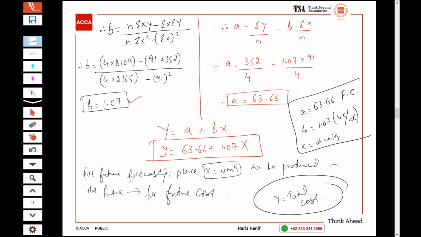Now the basic thing is that the Hilo method considers only the highest and the very lowest activity level, but this linear regression analysis analyzes all the data which is available here, not skipping any of the activity.